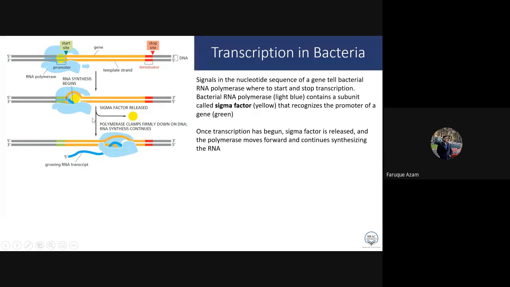So as you can see, the sigma factor is released. At first, these two are joined together, the polymerase and sigma factor. And then when the sigma factor reaches the promoter, it recognizes the promoter regions, and then the sigma factor is released or dissociates from the RNA polymerase, and then the RNA polymerase moves and starts synthesizing.